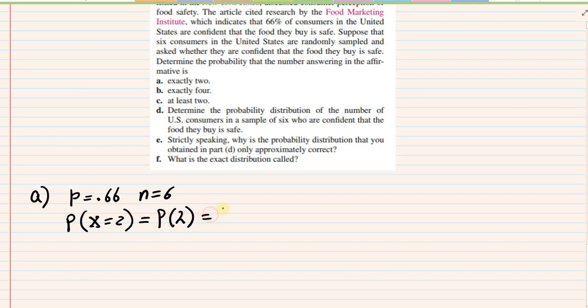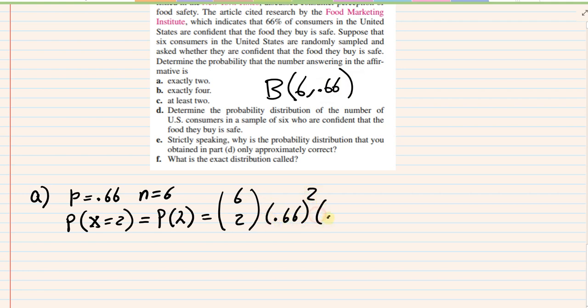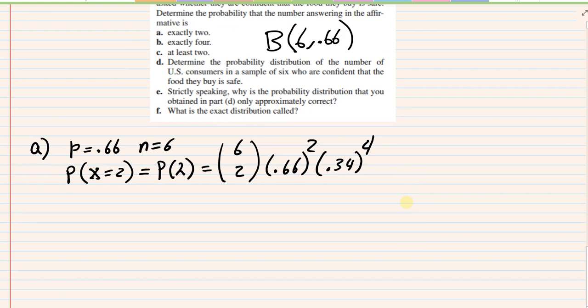Again, just to give you the formula if you were to do this by hand, remember we have a binomial, n is 6, p is 0.66. So that's going to be 6 choose 2, 0.66 to the second power, 0.34 to the 4th power. If you want to do that on your calculator, more power to you. I'm going to use StatCrunch in part A. In part B, probability of exactly 4, X equals 4. And in part C, probability of at least 2, X greater than or equal to 2.